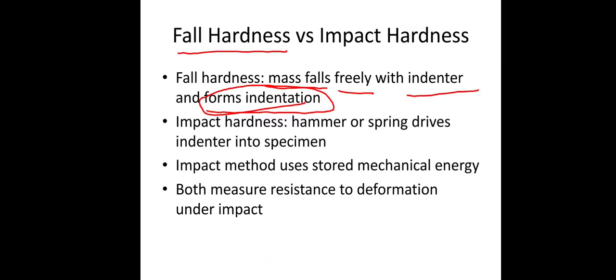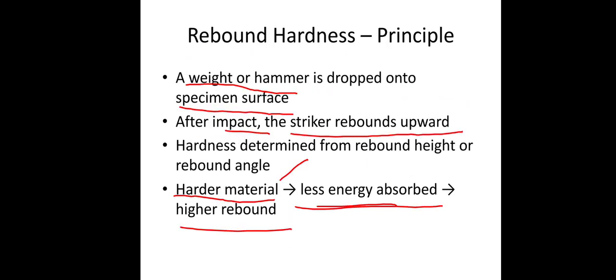The fall hardness test is one of the dynamic hardness tests in which a weight is dropped from a fixed height onto the indenter placed on the specimen surface. The hardness is determined from the size of the indentation produced. And also in the rebound hardness test, the hardness is directly proportional to the rebound height.